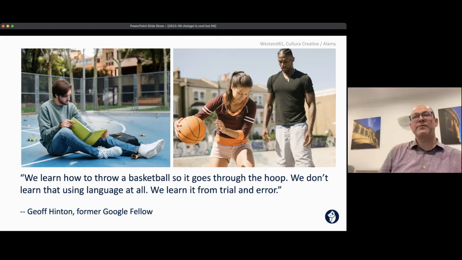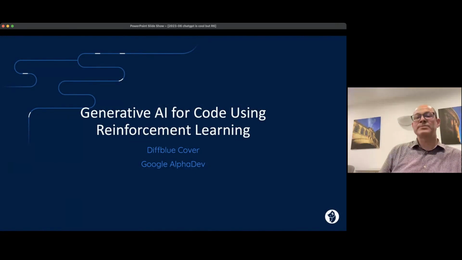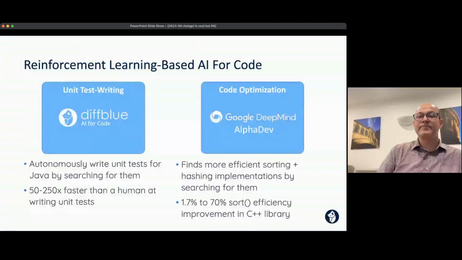So the person on the left in that photograph is not learning to play basketball. The people on the right are learning to play basketball. And this is a really important distinction. And this leads me on to reinforcement learning. Reinforcement learning is learning by trying to throw the ball through the hoop. If we look at unit test writing and code optimization, these are two of the best examples of reinforcement learning for coding today. Diffblue, that's what we use for unit test writing.